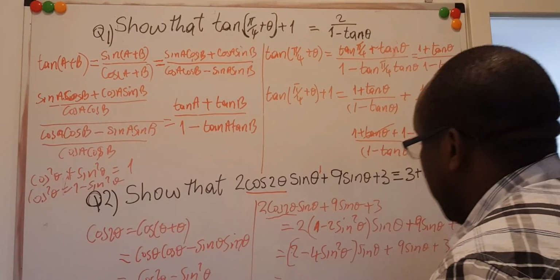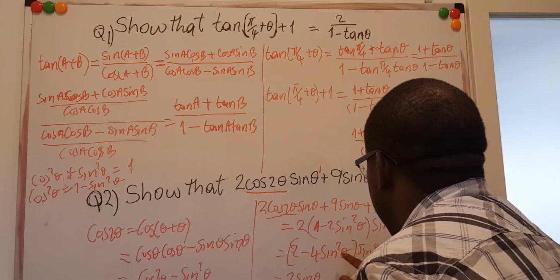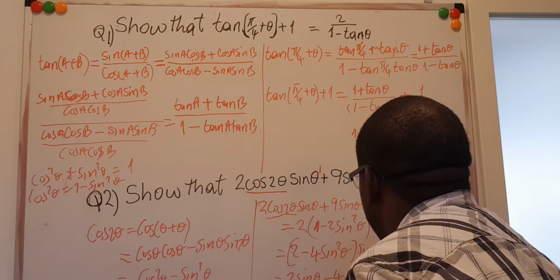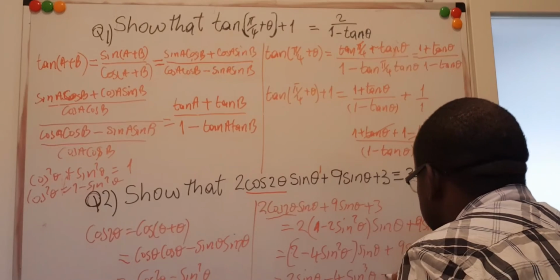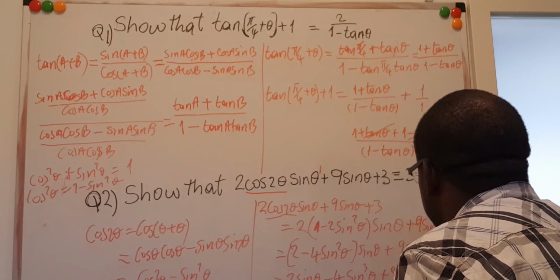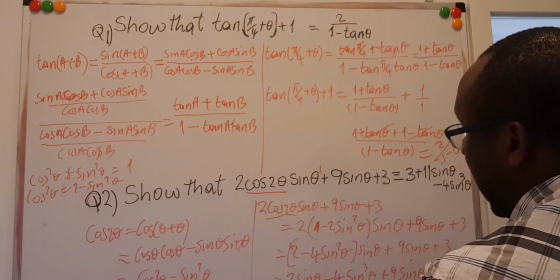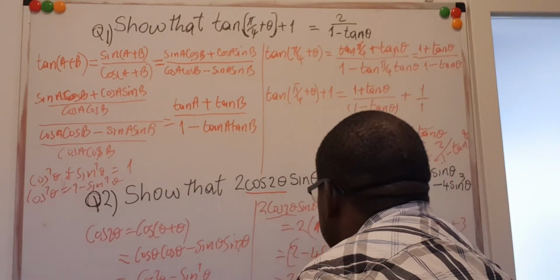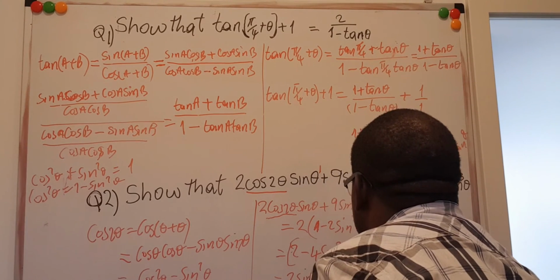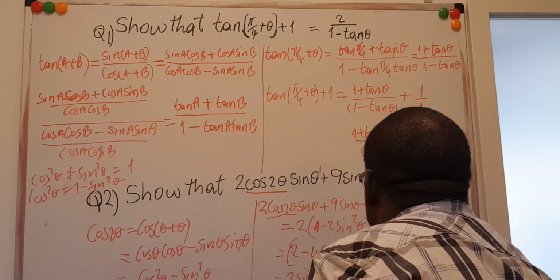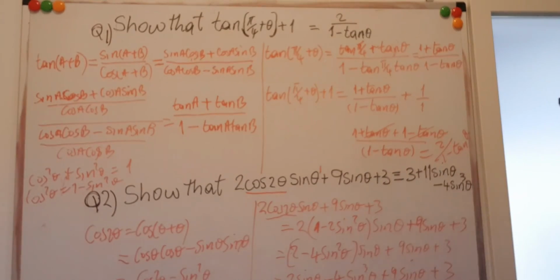I can now open this up. This becomes 2 sine theta, this time that, and this time that is minus 4 sine cube theta. Then I continue with my terms, plus 9 sine theta plus 3. This 9 sine theta and 2 sine theta is 11 sine theta. So 11 sine theta minus 4 sine cube theta plus 3. And that is the right hand side that we have here.